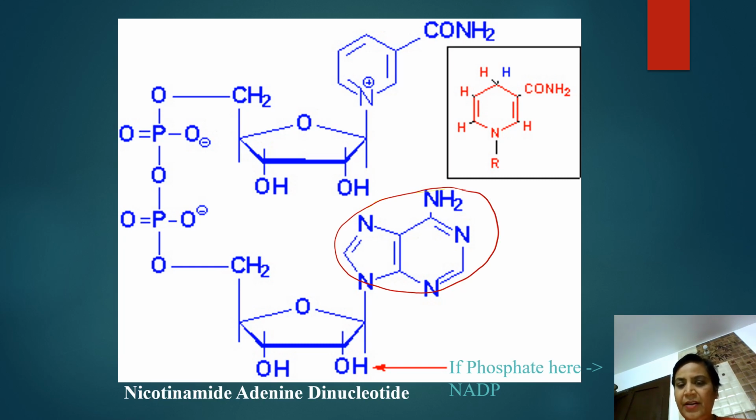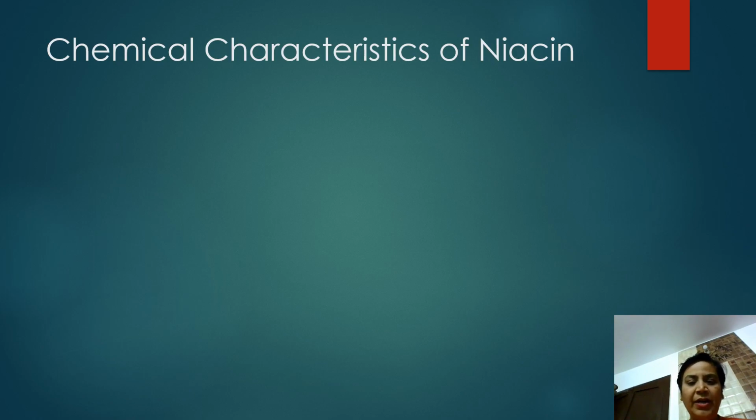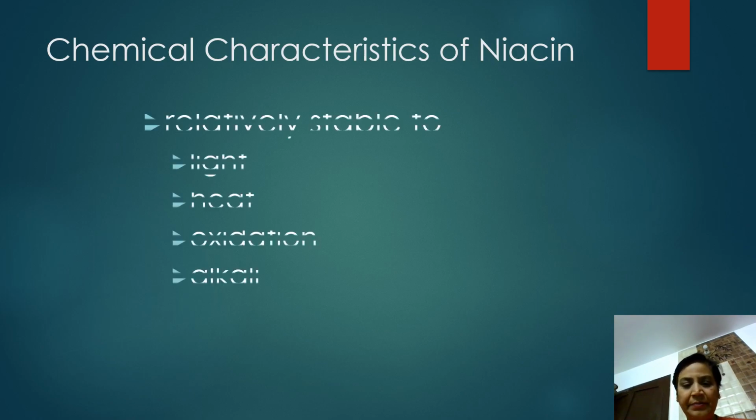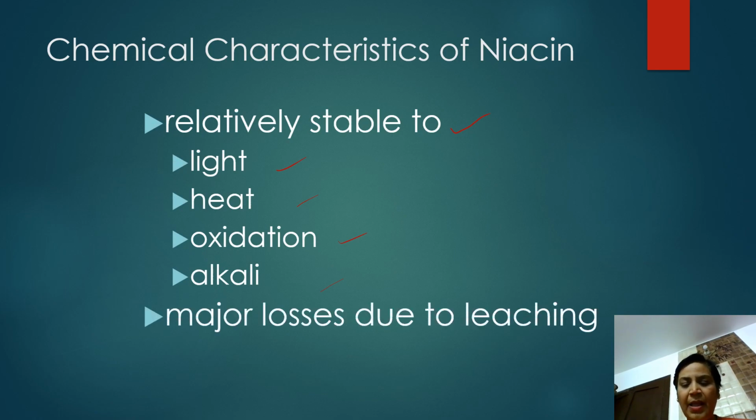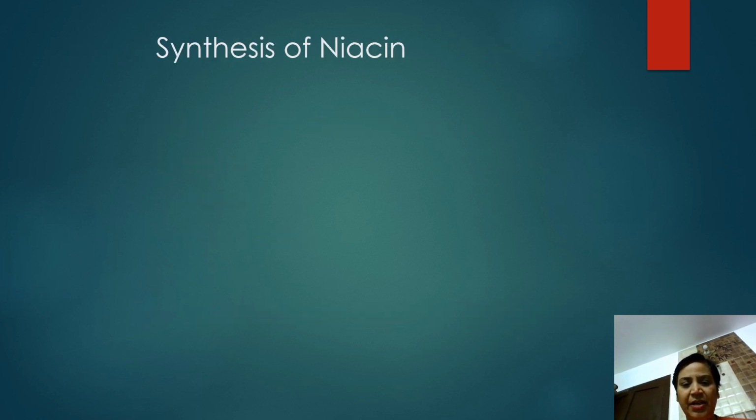Ribose phosphate. So the entire structure means nicotinamide adenine dinucleotide phosphate. This is how it works, and this is the active form of this. Now what are the chemical characteristics of niacin? It is relatively stable to light, heat, oxidation and alkali, and major losses occur due to bleaching.